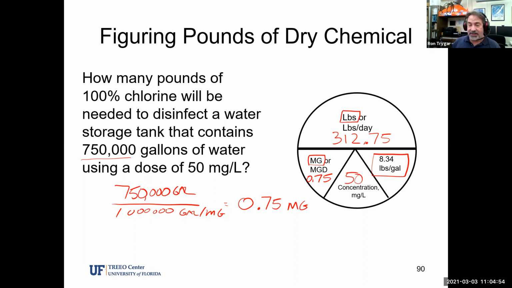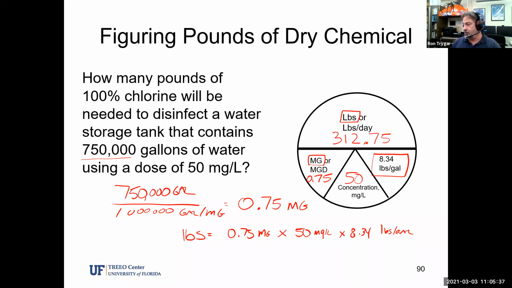So the way we would write this, if we were just to use the formula without the Davidson pie chart, would be pounds equals the flow rate, which is 0.75 million gallons, multiplied by the concentration, or the dose, which is 50, and in this case, milligrams per liter is the units given. And then we know 8.34 pounds per gallon, and that's how we would write it out. So it's multiplying all three values together, and we come up with 312.75 pounds of 100% chemical.